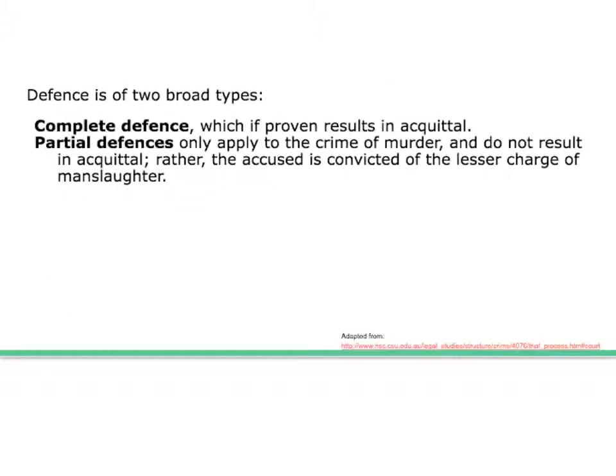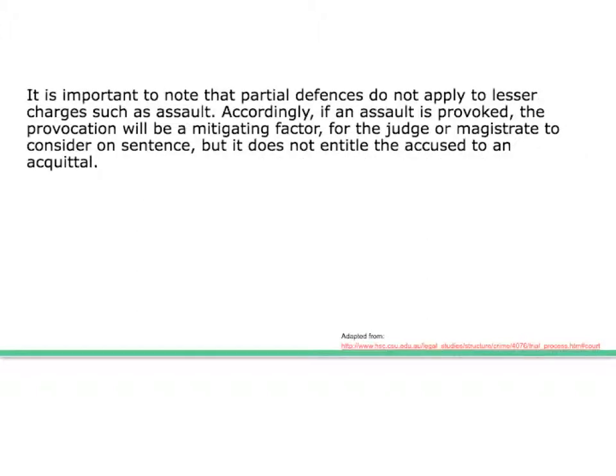So, defence has two broad types, the complete and the partial defence. We'll start off with complete defences and then we'll move to partial ones. It's important to note that partial defences do not apply to lesser charges such as assault. Accordingly, if an assault is provoked, the provocation will actually be a mitigating factor, that is, it reduces the harshness for the judge or magistrate to consider on sentence, but it does not entitle the accused to being acquitted.